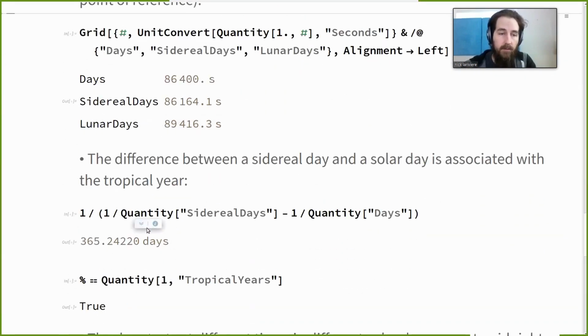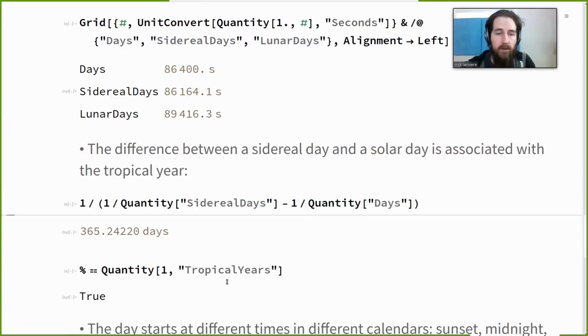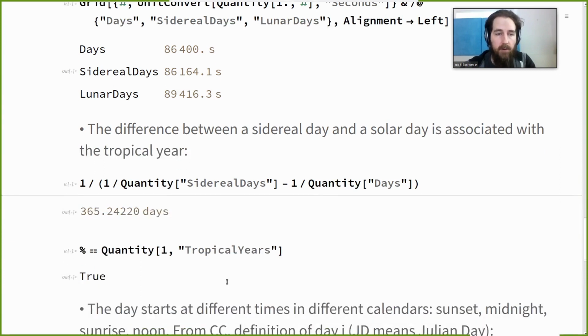So the relationship between sidereal days and days is effectively what our tropical years are created out of. So that's again the average length of a year over a long enough period of time: it's 365 and about a quarter days, but a little bit less.